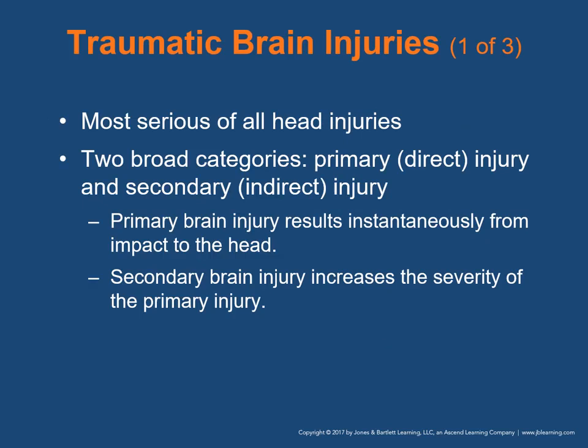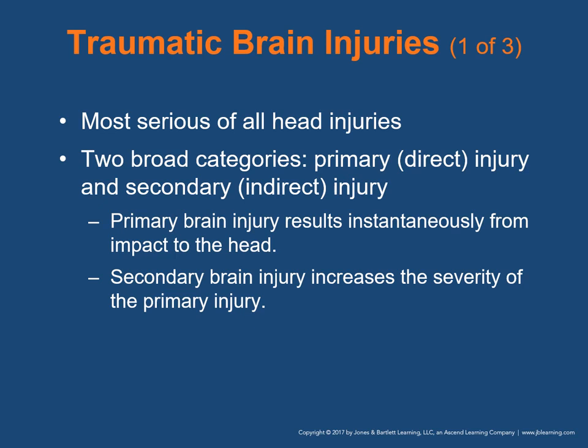Now, traumatic brain injuries is what we're going to discuss. The National Head Injury Foundation defines a TBI as, quote, a traumatic insult to the brain capable of producing physical, intellectual, emotional, social, and vocational changes, unquote. These are the most serious of all head injuries, and they're classified in two broad categories: primary, which is direct injury, and secondary, which is indirect injury.